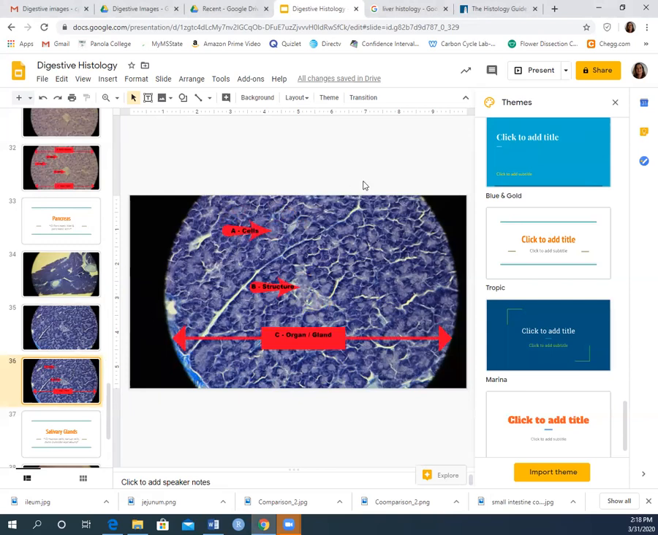Okay, so these A cells here, that A arrow, those are going to be your pancreatic acini cells. B is going to be your pancreatic islets. And then C is going to be the pancreas, okay?